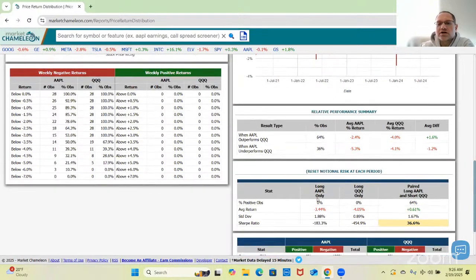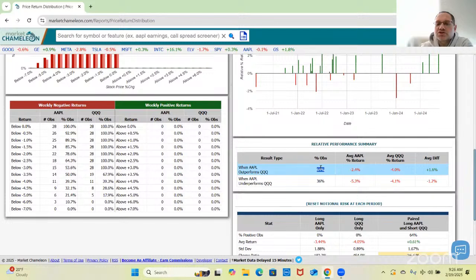And here we see when Apple outperforms QQQ, Apple does so 64% of the time. And on average, Apple's down 2.4% versus QQQ down 4.4%, meaning that it outperformed by 1.6%. Okay. So this is quickly the stats, and we're right up at the end, Will.